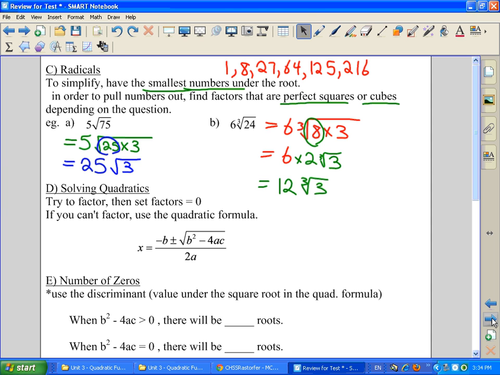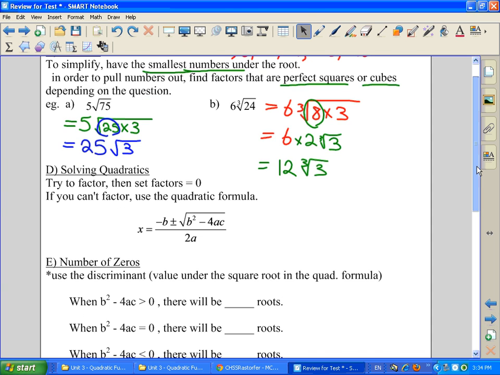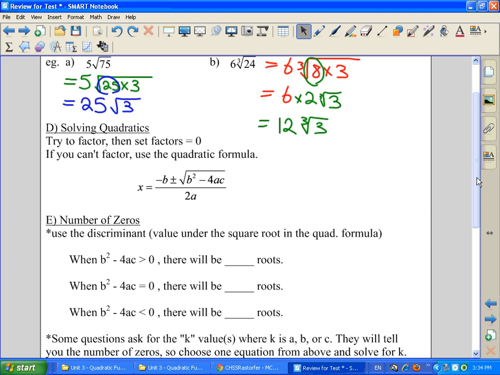All right, D. The biggest thing that we talked about when we're solving quadratics is you try to factor first. If you can't factor, then use the quadratic formula. The rule of thumb, ladies and gentlemen, is spend 1 or 2 minutes to see if you can factor. If not, use the quadratic formula. I will either write that on the test or I will put it on the board for you. You don't need to memorize it, but many of you I know already have.